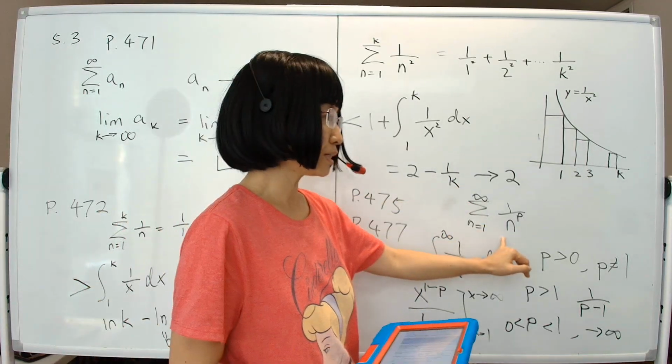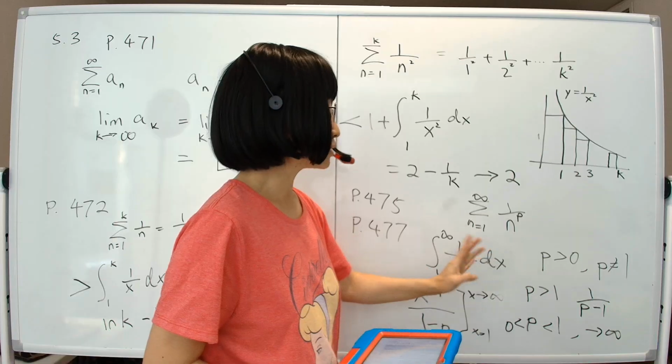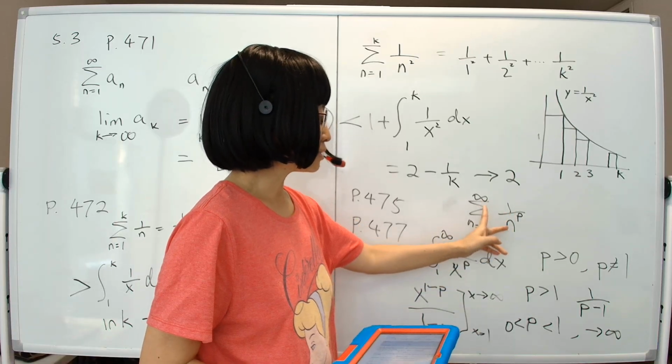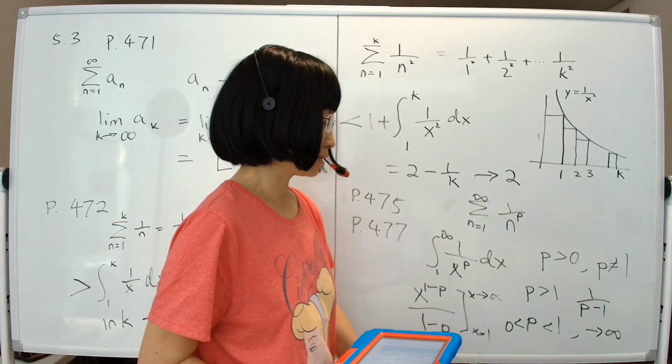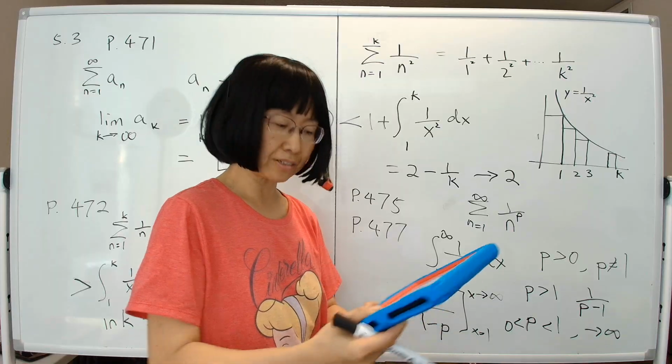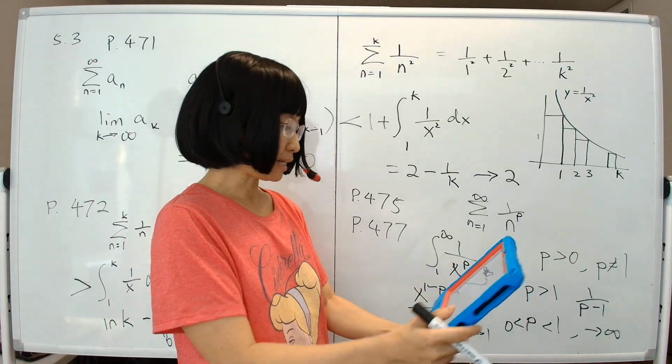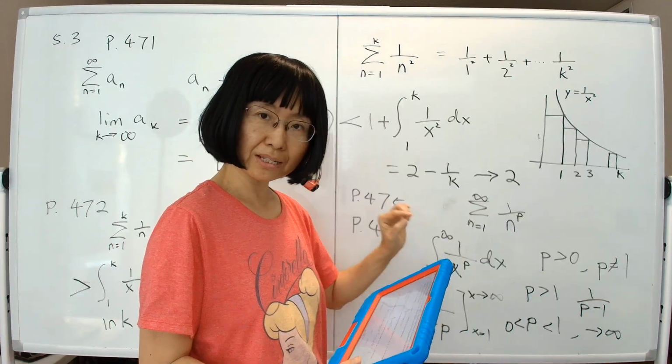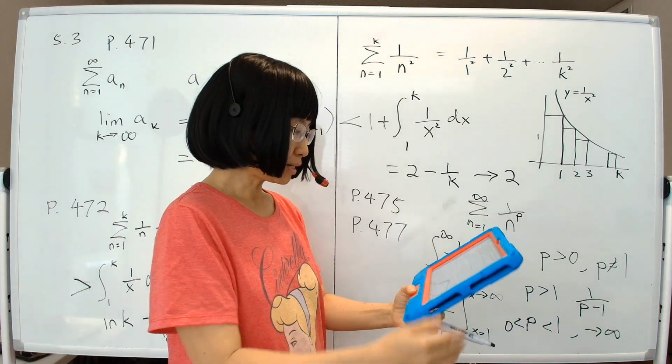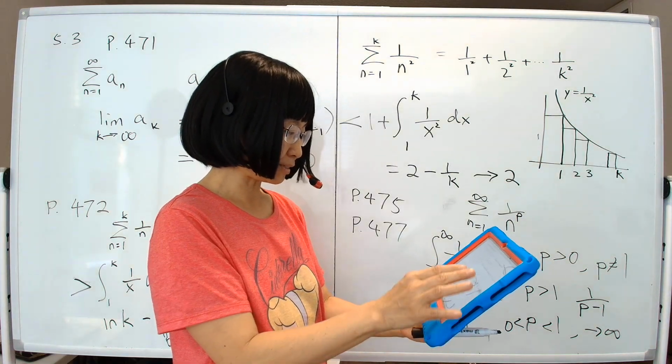So for the p series to converge, we mostly have to remember that p has to be bigger than 1. Anything less than that is going to diverge. Basically, yes, it can't even be 1. It has to be strictly bigger than 1, because being 1 turns it into the harmonic series. All right.